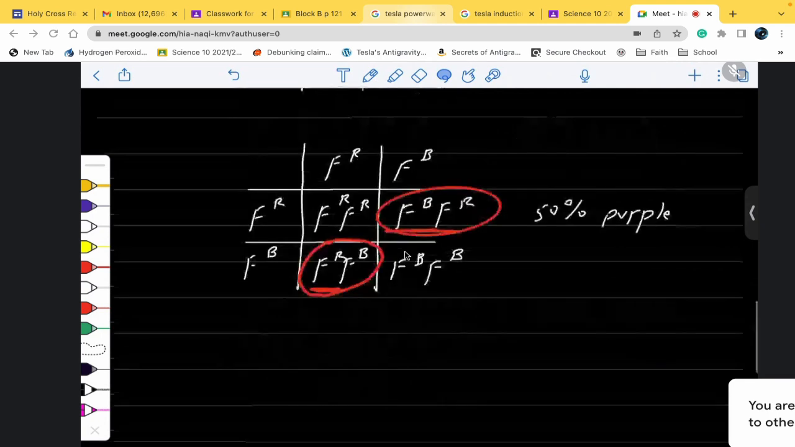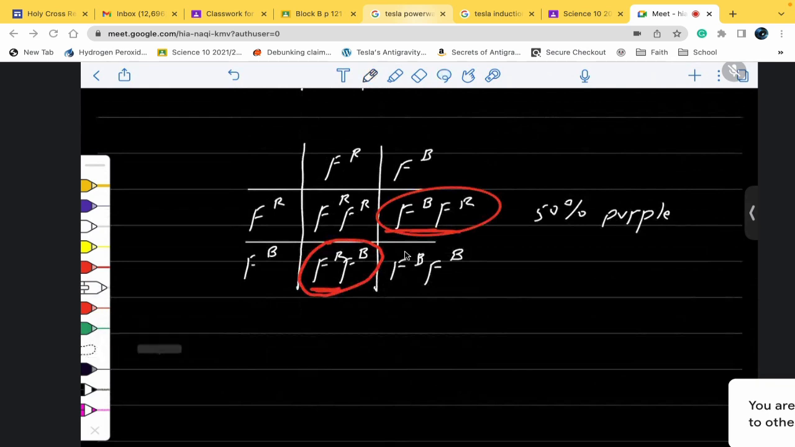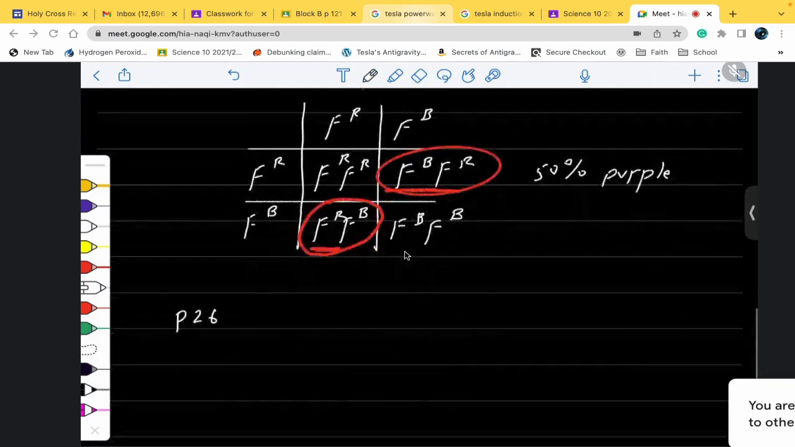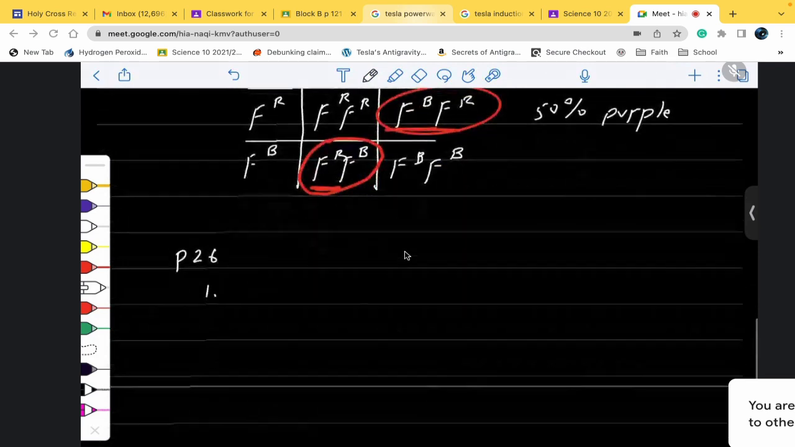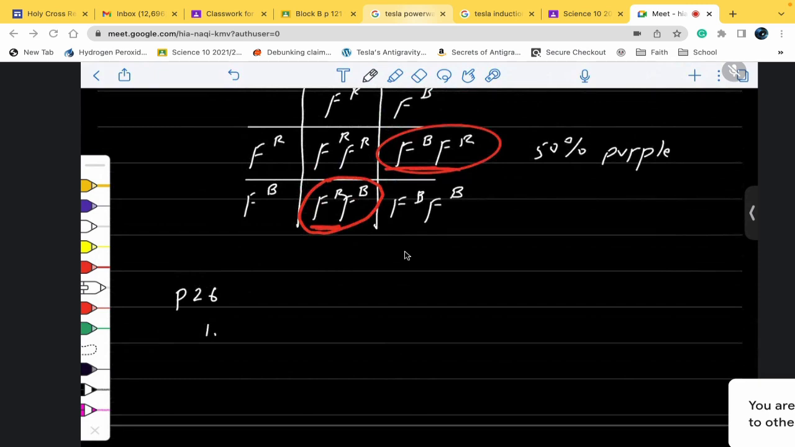Next, page 26. Number 1. I think I just had to do this, and then 30 to 32. We'll get to 32 in a second here. Number 1, page 26. Define a sex-linked trait.